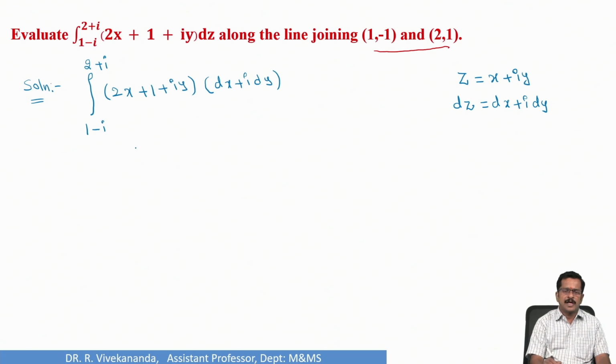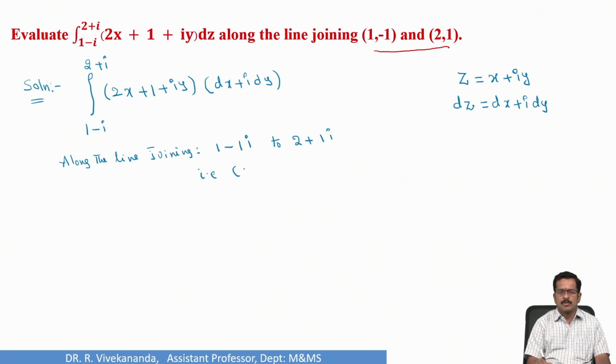This integration we have to evaluate along the line joining 1 comma minus i, that is (1, -1), to 2 plus i, that is (2, 1). Along this line, we have to evaluate this integration.